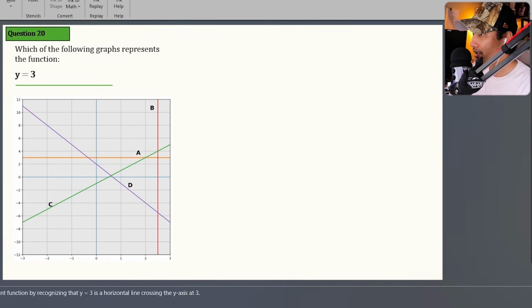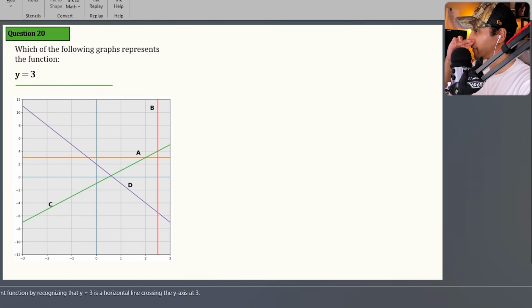Okay, question 20. We're almost done, guys. We're almost there. Which of the following graphs represents the function y equals 3? Now, I made this one super easy. It may be easy for me, but it may be hard for you because you don't know what y equals 3 is. Y equals 3 is just a horizontal line. That's it.